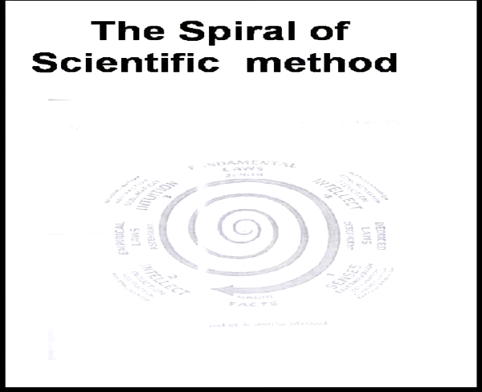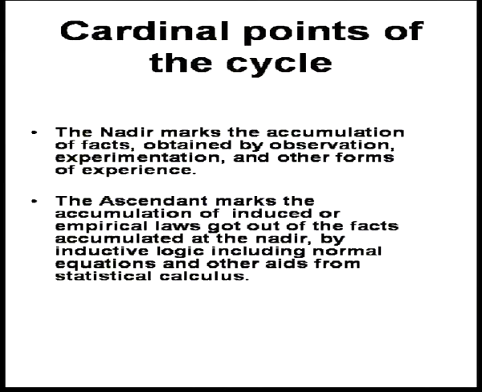For convenience of reference, the 4 cardinal points of the cycle are denoted by Ranganathan by the terms nadir, ascendant, zenith and descendant. The nadir marks the accumulation of facts obtained by observation, experimentation and other forms of experience. The ascendant marks the accumulation of induced or empirical laws got out of the facts accumulated at the nadir by inductive logic, including normal equations and other aids from statistical calculus.